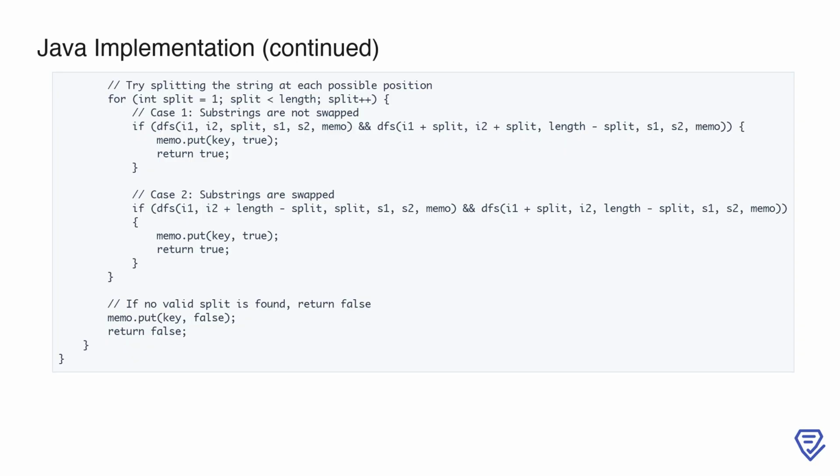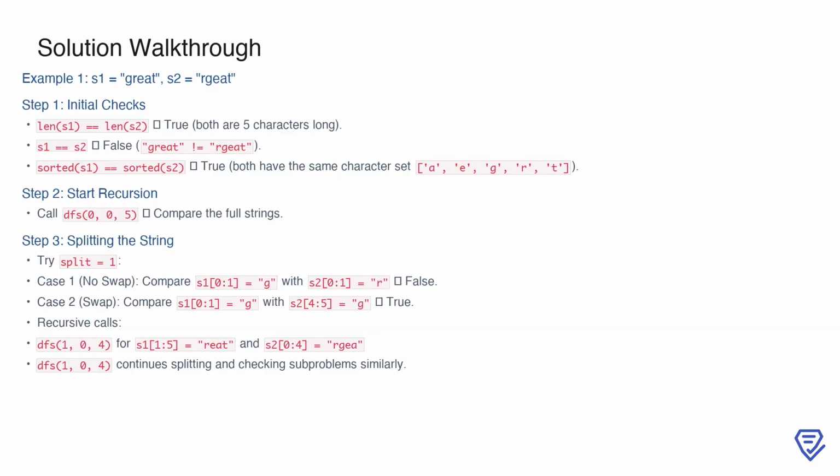If neither case results in a valid configuration for any split, we store false for the current key in the memo and return it. This ensures that we exhaustively and efficiently explore all possible splits while leveraging memoization to avoid redundant calculations. To begin solving this problem, we start with the example where s1 is "great" and s2 is "rgeat".